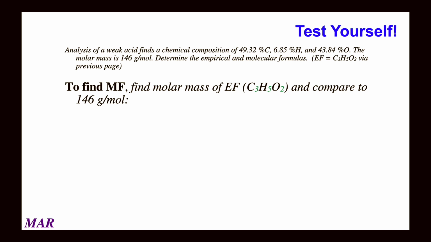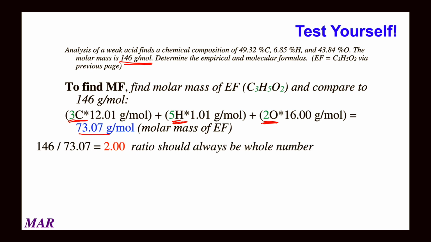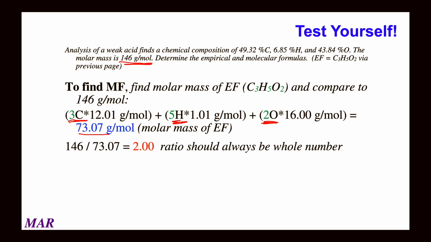So C3H5O2 is what we figured out on the last slide. Let's find the molar mass. So 3 carbons, 5 hydrogens, 2 oxygens, and there's the individual molar masses. This number comes out to be about 73 grams per mole. That's the molar mass of your empirical formula. And we can compare that to the molar mass of the whole thing, 146. Now these ratios will always be whole numbers. And this time, it comes out to be 2.00, which is pretty awesome.